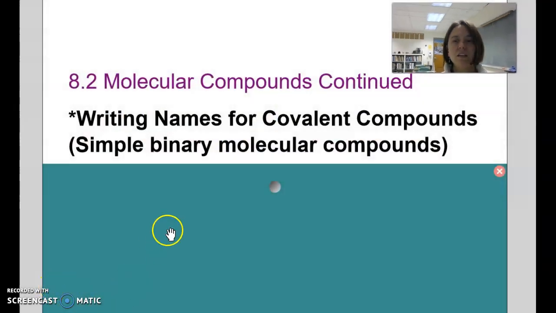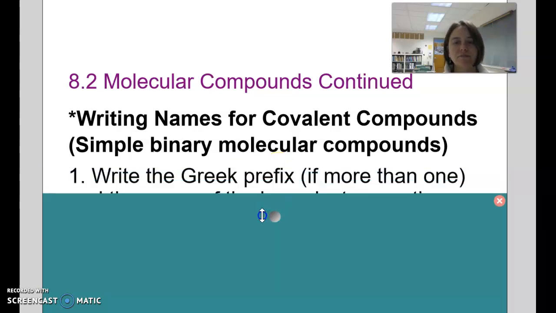And we are getting into writing names for covalent compounds. So we are going to be just looking at simple binary molecular compounds. And binary, bi means two, so they just have two different elements. We're not really going to get into some of the more complicated ones.